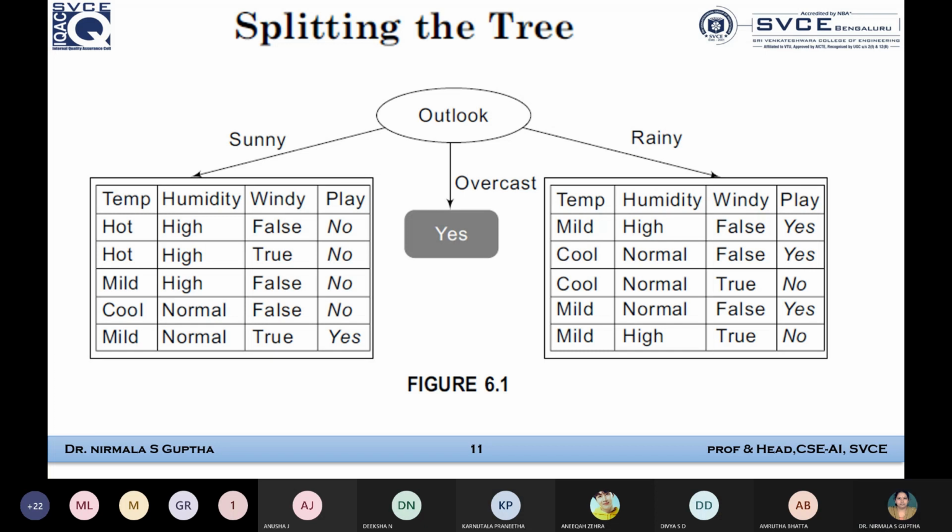Are you getting it? With respect to what? The temperature, humidity, windy. So we need to use temperature, humidity, windy for sunny, and temperature, humidity, windy for rainy. Are you getting my point now? A little bit deeper digging of the data is happening. Don't get confused. We will do that tomorrow: splitting up of the tree for the next level.